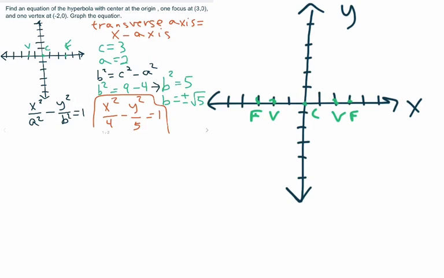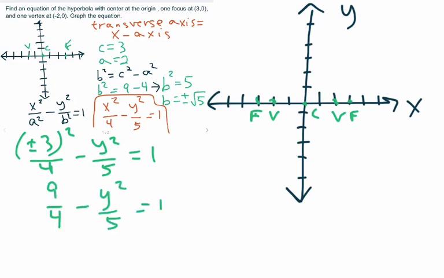What we'll do is find points above and below the foci by substituting plus or minus 3 into our equation, x squared over 4 minus y squared over 5 equals 1. That gives us plus or minus 3 squared over 4 minus y squared over 5 equals 1, or 9/4 minus y squared over 5 equals 1. Next, we'll solve for y.